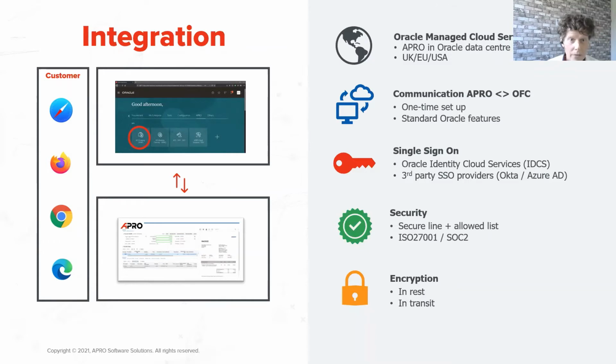And another part of that integration is, as you can see here in the picture, which must look familiar to you. We can activate a tile, and based on that tile from the springboard, you can open up the APRO application. So the users who log in to Oracle, just as they enter payables or general ledger, can enter the APRO solution for invoice processing.